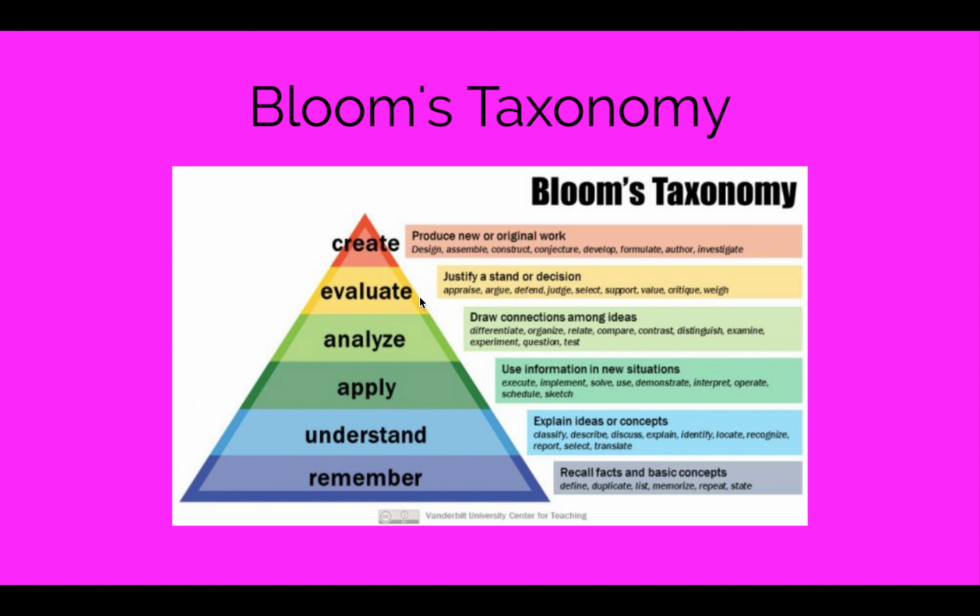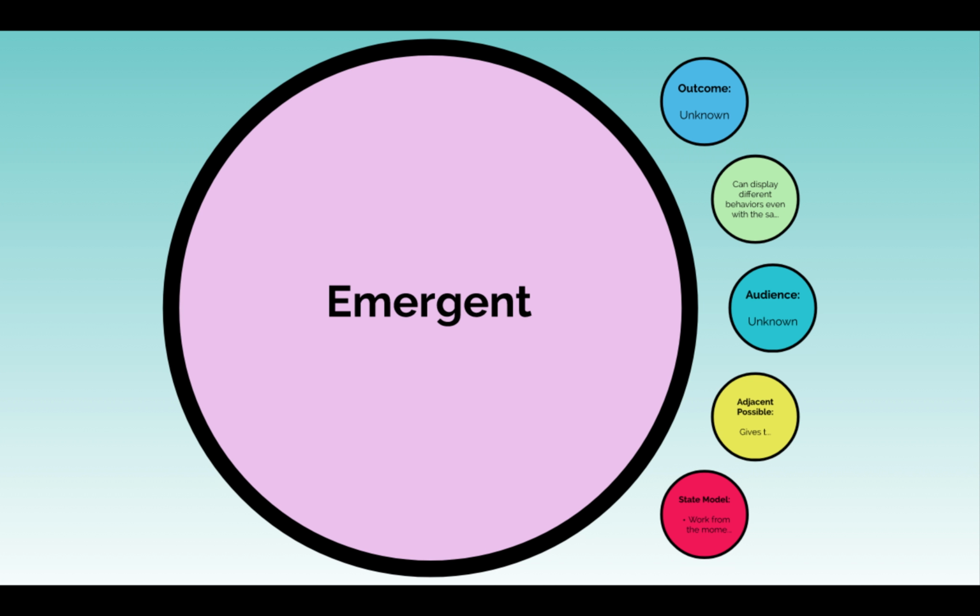Next, we have evaluating, which is justifying a stand or decision. In other words, arguing, defending, judging, selecting, etc. And finally, we have creating, which is producing new or original work. In other words, designing, assembling, constructing, developing, and so on. So in deterministic design, you're building backwards. So the idea is to work from the outcome.